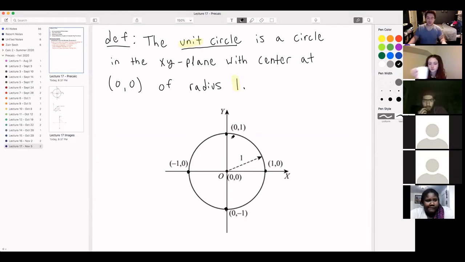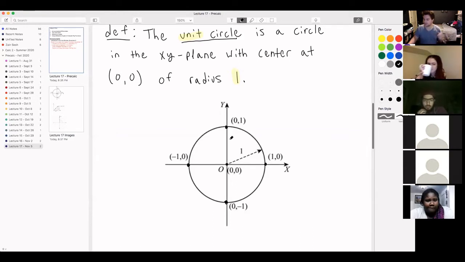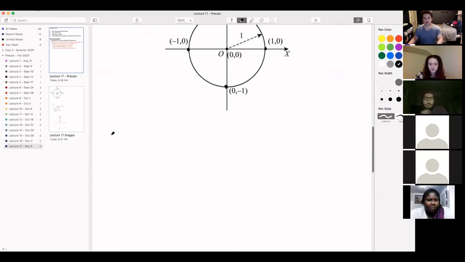Okay, so we do have a nice theorem to go along with the unit circle, and it's gonna have to do with our cosine and sine functions. So here's the theorem.